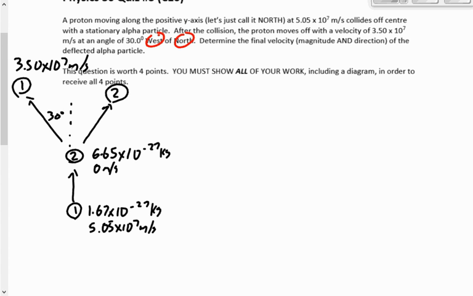Now, what do we see here? Funny angle. And when we see a funny angle that's not 90 degrees, what do we think? I don't like funny angles. So let's take that funny angle off to the side, right over here somewhere, label it 30 degrees, 3.5 times 10 to the 7 meters per second, and then let's draw in our x component and our y component. And let's solve for that x component and y component.